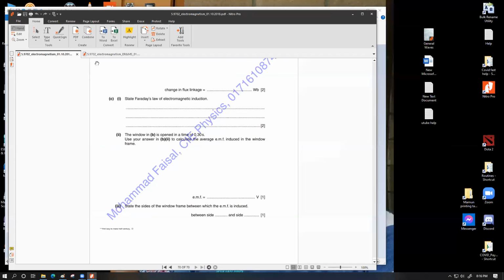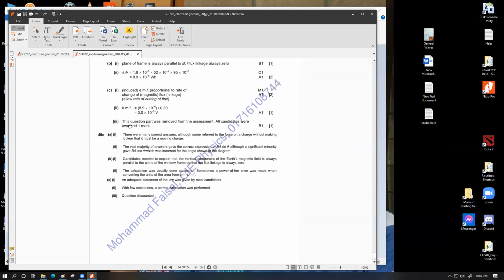But what the CA people did, they did this. This question part was removed from the assessment. All candidates were awarded 1 mark. And then in the examination report, they gave "question discounted". Bam. Which is not a bad thing. But why would they do this?